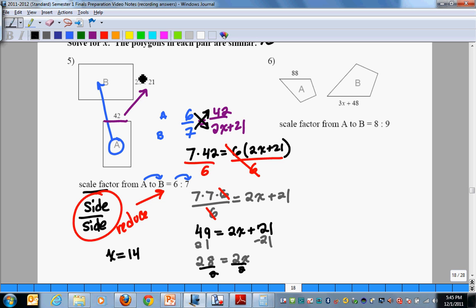If I plug this in, 2 times 14 is 28. 28 plus 21 is going to be 49. Let's check our ratios. 42, here's a check. 42 over 49. And I know that 7 goes in there 6 times and 7 goes in there 7 times. So there's your check.